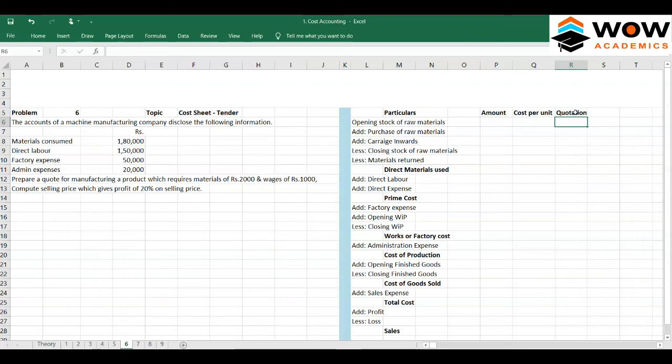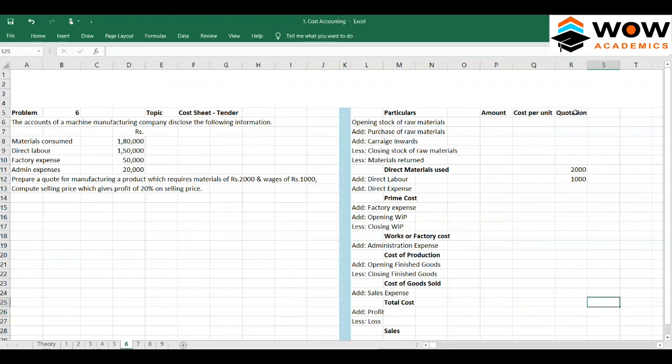See, the quotation value here has a direct material cost of 2000, right? And wages it has 1000. The only thing they say is that the profit is going to be 20% of selling price. So they have given the profit. The profit is going to be 20% on selling price. But selling price itself is not there.